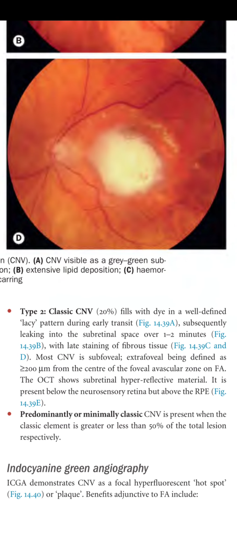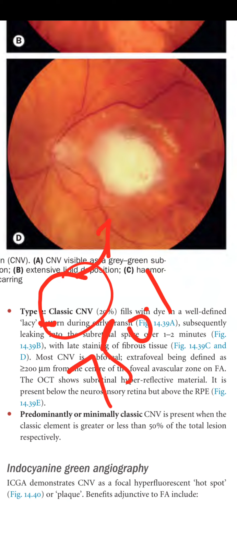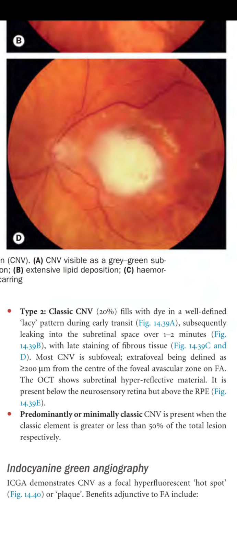So next, predominantly or minimally classic CNV is present when the classic element is greater than or less than 50% of the total lesion, respectively. So if the classic CNV element is greater than 50%, it is known as predominantly classic. If it is less than 50%, it is known as minimally classic CNV.